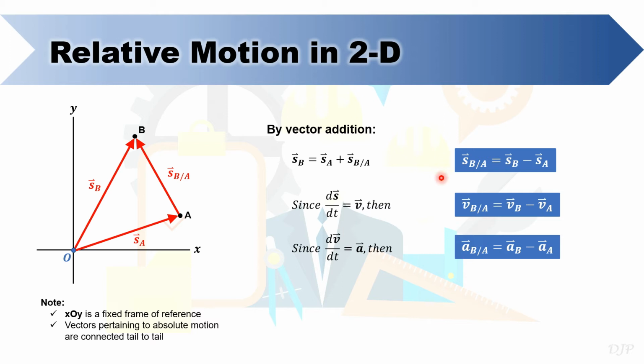As you can observe, these three formulas are very similar to the formulas that we use for the relative motion in one dimension. However, for this case, we must consider that each vector here will have its horizontal and vertical components. Therefore, in our solution, we must also consider those components before we arrive at the final answer.